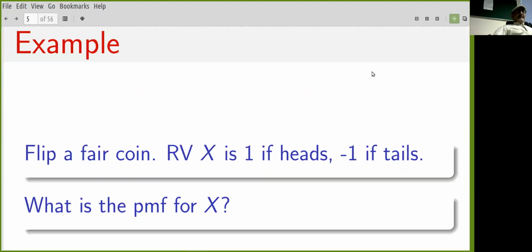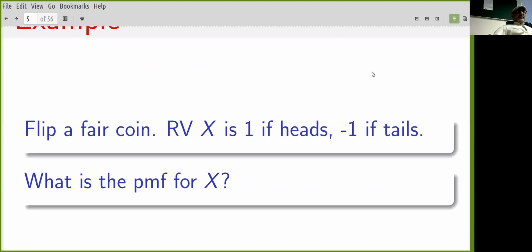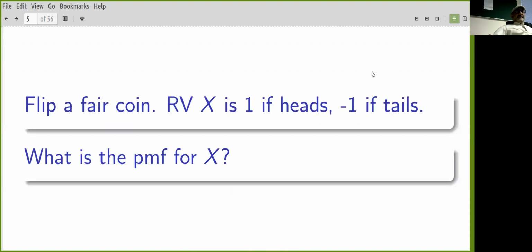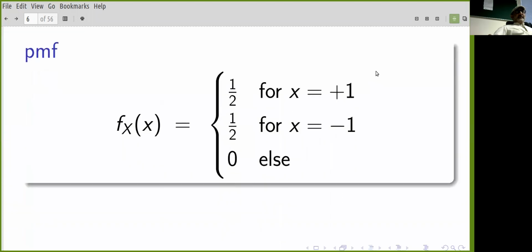So an example, we flip a fair coin. The random variable x takes the value 1 if the result is heads, -1 if the result is tails. Okay, so that's a random variable. What's the PMF for x? If we assume a fair coin, then the probability is 1/2 for x to be equal to +1, that is to get a head, and 1/2 for x to be equal to -1, that is for us to get a tail, and the probability is 0 for any other value of the random variable.